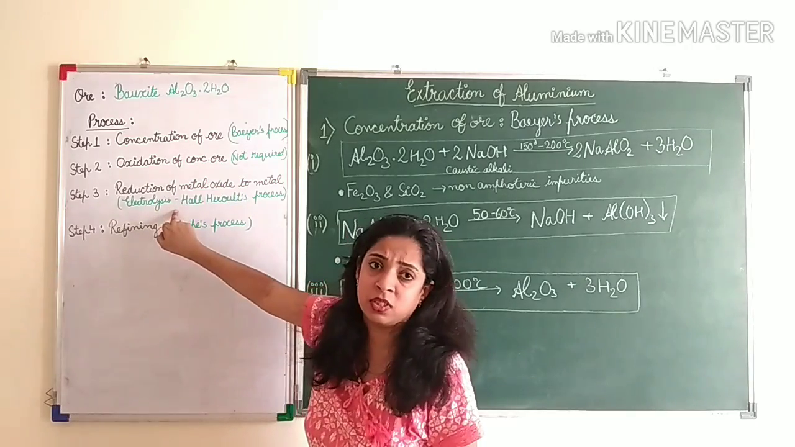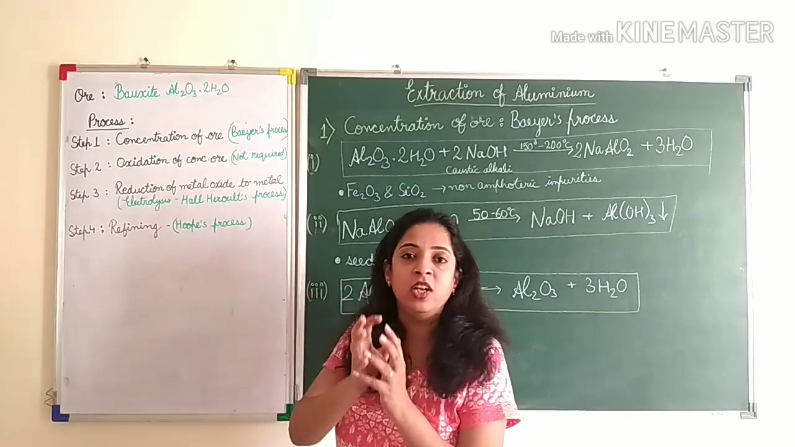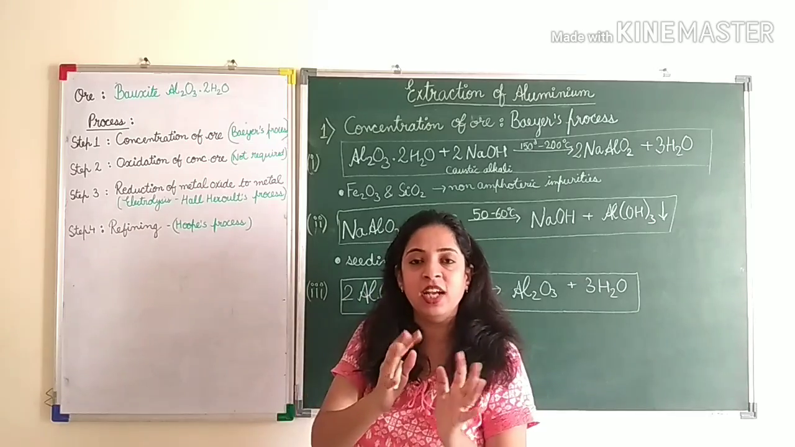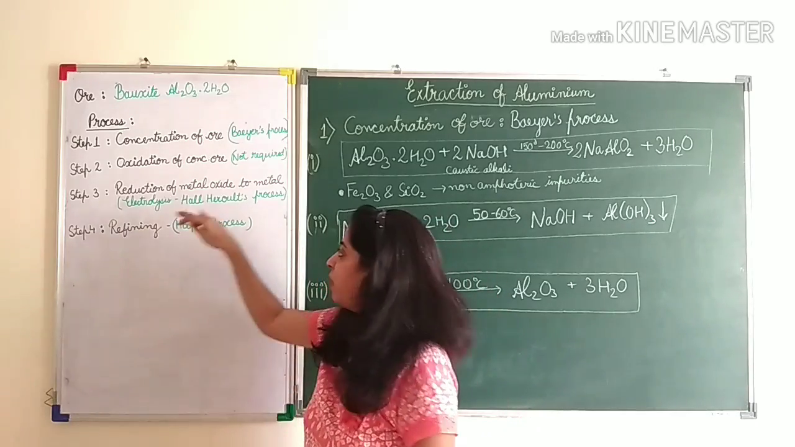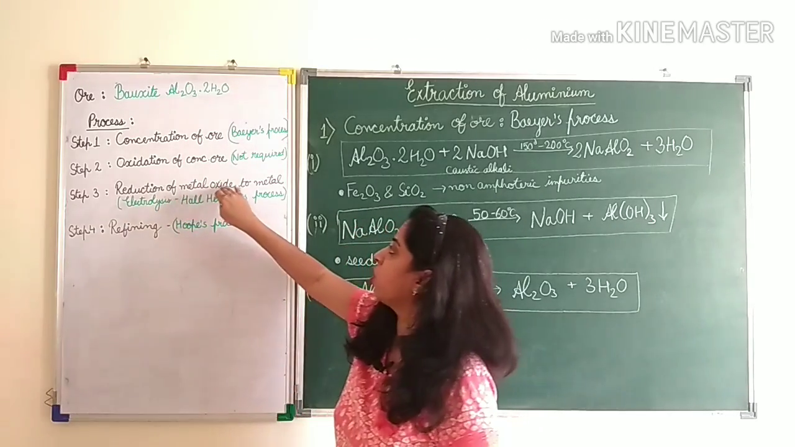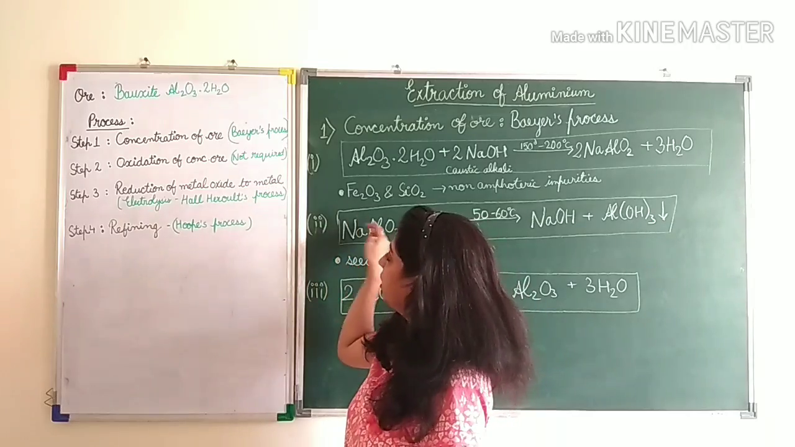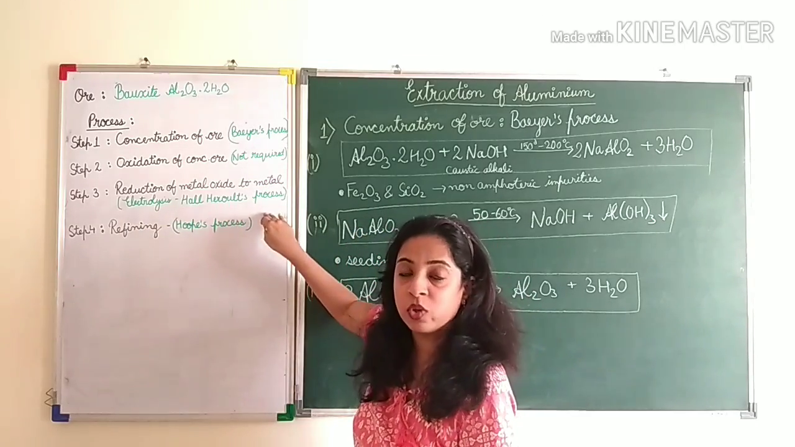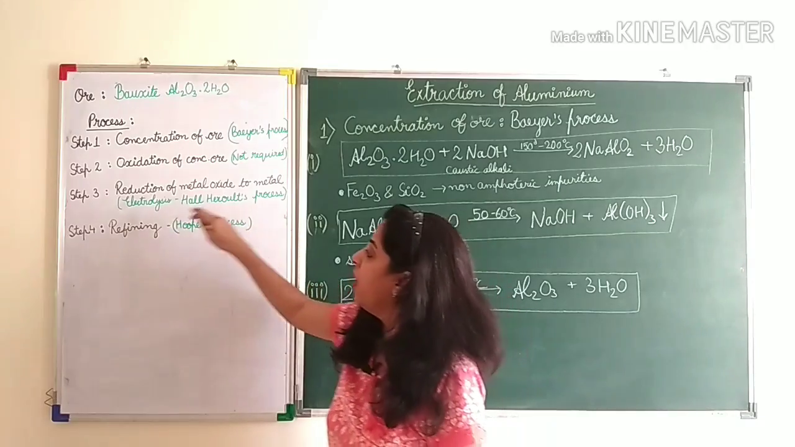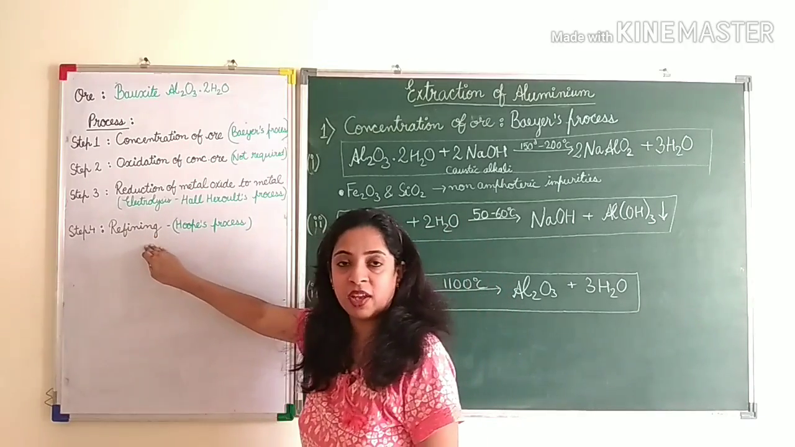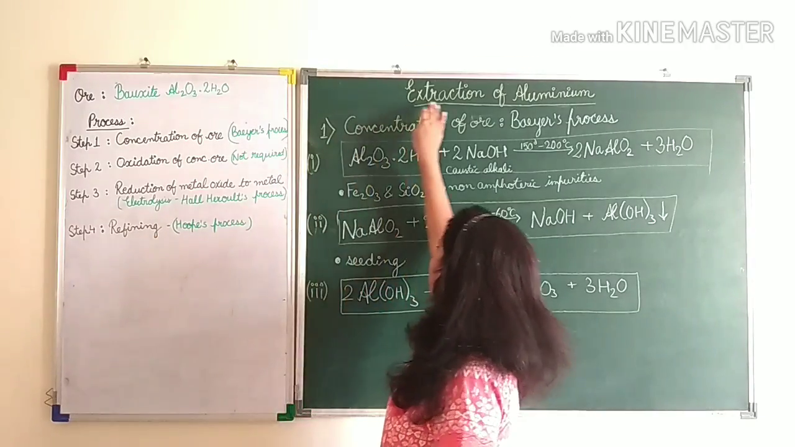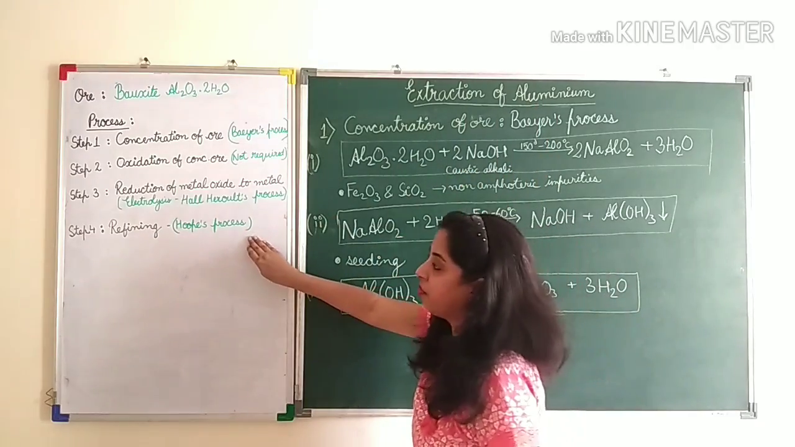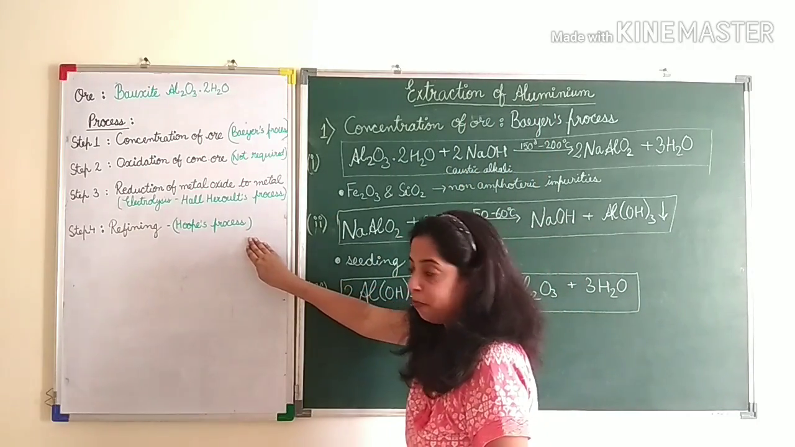Third process is reduction. We reduce the oxide, so metal oxide is reduced to metal. We remove that oxygen. So, reduction of metal oxide to metal. In this case, we will follow the electrolysis, that is Hall-Heroult's process, which is the most important part of this topic. And then step 4 is refining. For extraction of aluminium, we use the refining process known as Hoope's process.